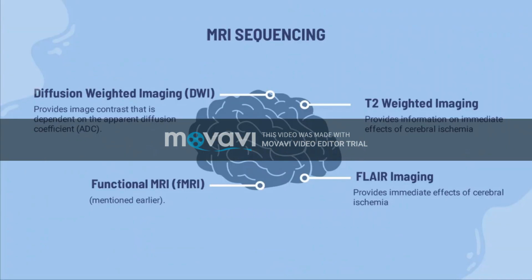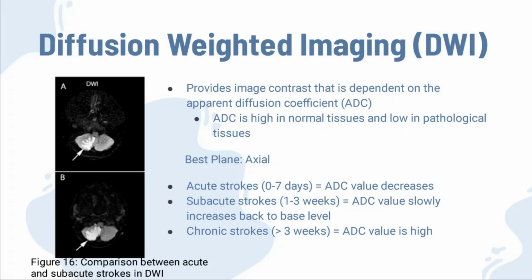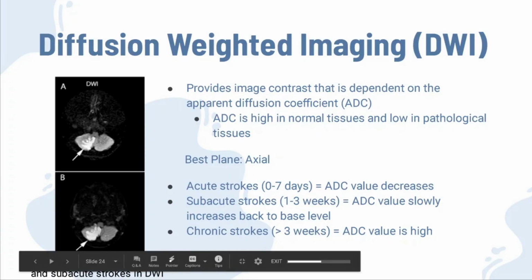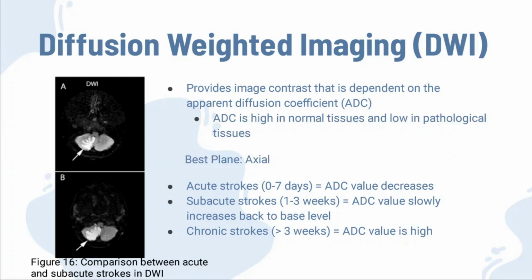A typical stroke MRI protocol consists of diffusion-weighted imaging, T2-weighted imaging, fluid attenuation inversion recovery, and functional magnetic resonance imaging. Diffusion-weighted images are sensitive to early stroke, have a fast acquisition time, and provide clear demonstration of the lesion. It provides image contrast that is dependent on the apparent diffusion coefficient. This describes the net displacement of molecules diffusing across an area of tissue per second. It is higher in normal tissues and lower in pathological ones.